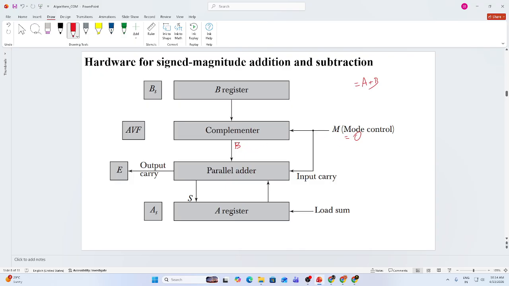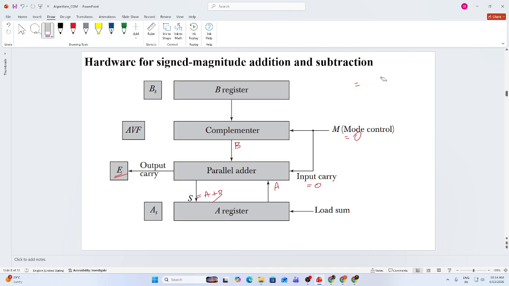Since the mode bit is 0, the input carry is also 0. So one input of the parallel adder is B, the external carry will be 0, another input will be A, right? So the sum will be A plus B. This is how I perform the A plus B operation in this hardware. Finally, if I do A plus B, the end carry will be stored in this E bit.